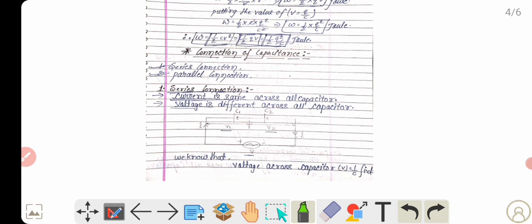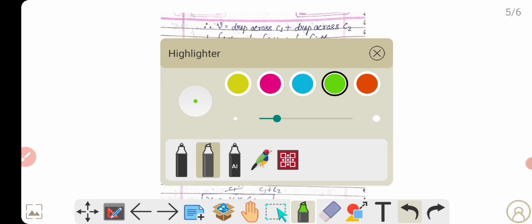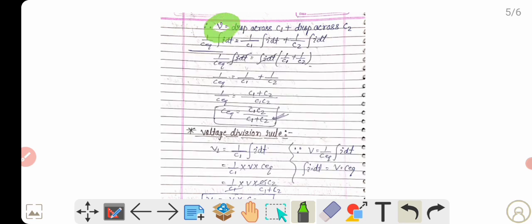Now my dear friends, as we know the voltage across a capacitor is equal to 1 by C integration of i dt. If we want to calculate the total voltage, then the total voltage is equal to V1 plus V2, that is the voltage drop across capacitor C1 and the voltage drop across capacitor C2, as you can see here. This is basically the equivalent voltage, and if we put the value of the equivalent voltage, then it is 1 by C equivalent integration of i dt, and this one is the voltage drop across capacitor C1, and this one is the voltage drop across capacitor C2.